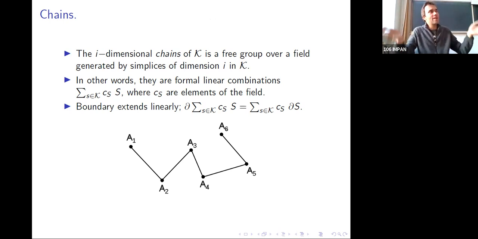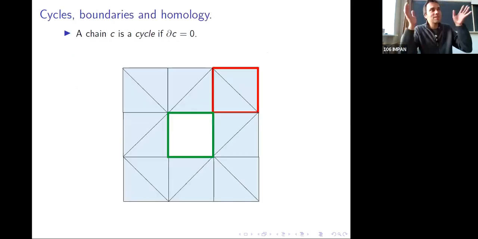So those are chains, formal linear combinations of simplices. Yes? Basic algebraic topology. Yes, it's true, but in order to have something computable, you have to have something simple. Otherwise it won't simply work. Okay, we need to list.